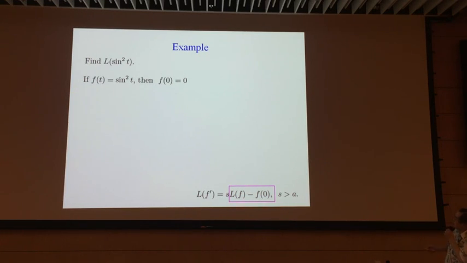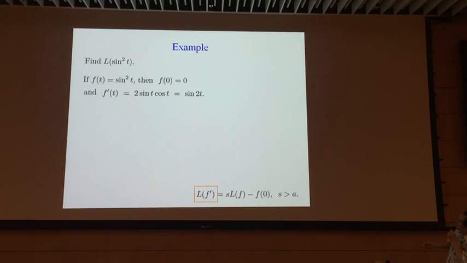Right, so you look at the right side, you need to evaluate the function at 0 at some point. And so here, if I set my f(t) to be sine squared t, then at 0, sine squared t is 0. Then what about the Laplace transform of sine squared t?